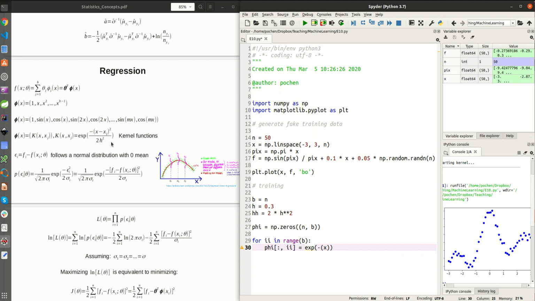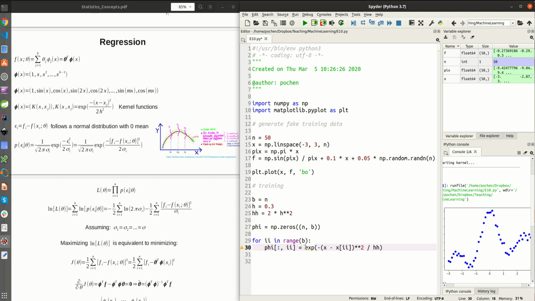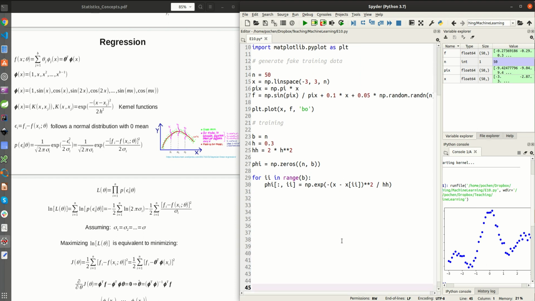x is a vector, an array. For each column, it's going to be a Gaussian that's located at a different location of the training data, so it's going to be x minus x of ii, and this whole thing has to be squared, and then divided by H. And that's going to be our design matrix. It's actually quite simplistic. Of course, exp, I have to use the numpy exp function, which is going to allow me to take arrays as input.